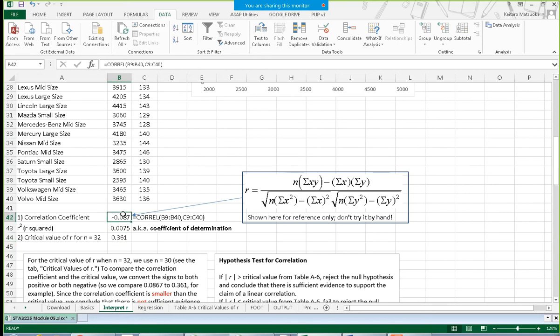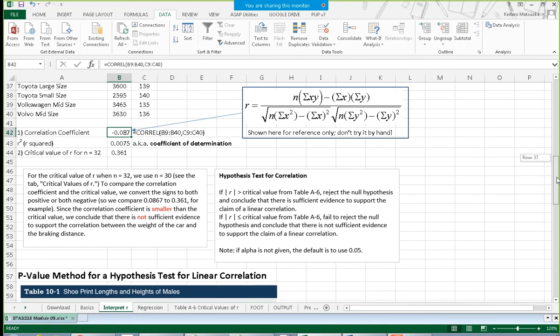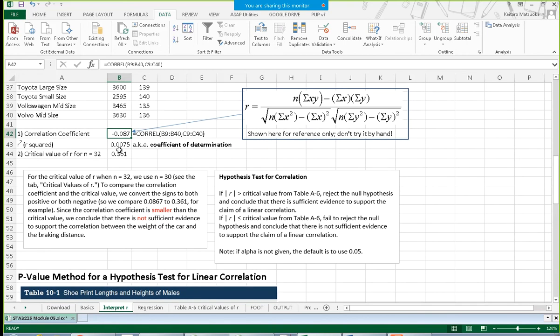So you compare the critical value of 0.361 to 0.087. One thing you have to do is, if they have opposite signs, just make them the same sign. So let's make both positive, positive 0.361 and positive 0.087. You compare the two. You see that the correlation coefficient is less than the critical value of 0.361. This is smaller than this, even when they're both positive. So what does that mean? Using this rule, since R is less than the critical value, you fail to reject the null hypothesis. So that's what this conclusion is.